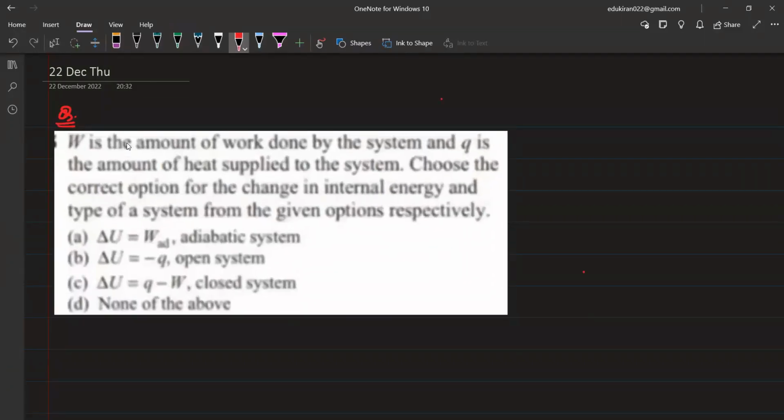Write this. I think it's a bit blur, but I think you can read this. W is the amount of work done by the system, and Q is the amount of heat supplied to the system. Choose the correct option for the change in the internal energy and the type of system from the given options respectively.